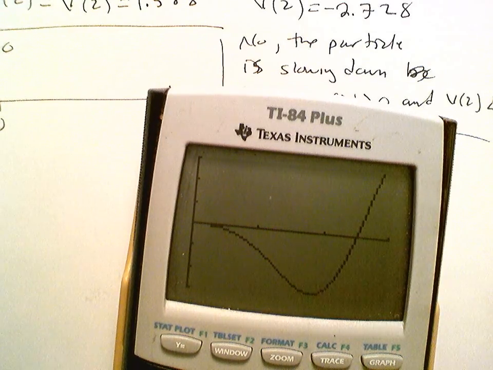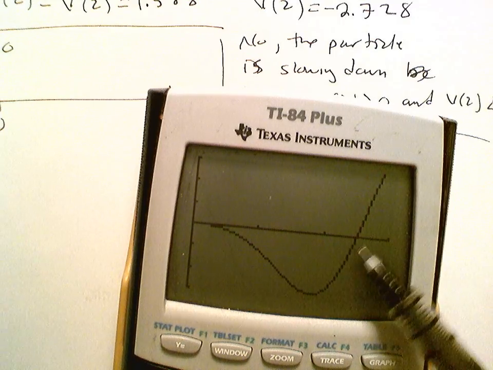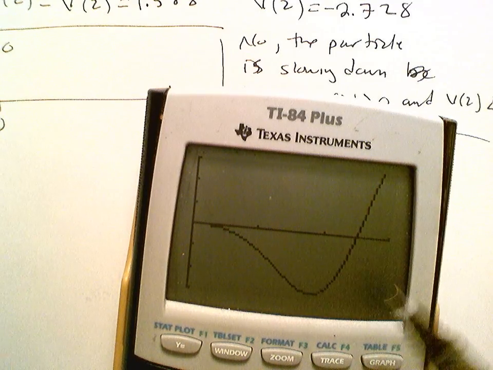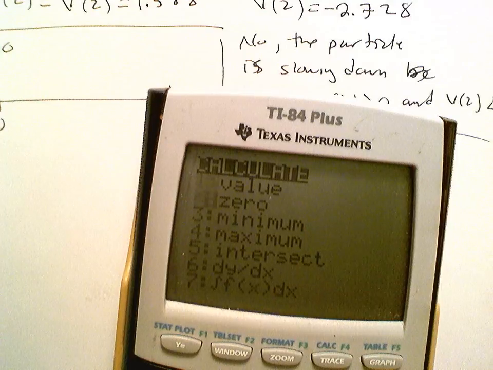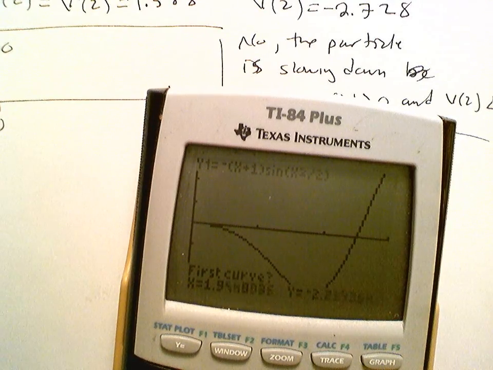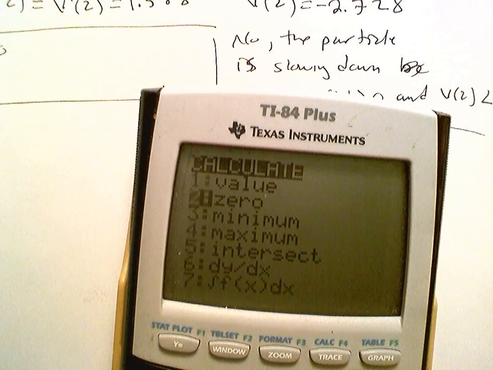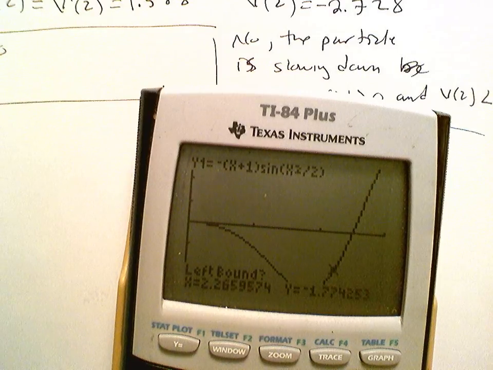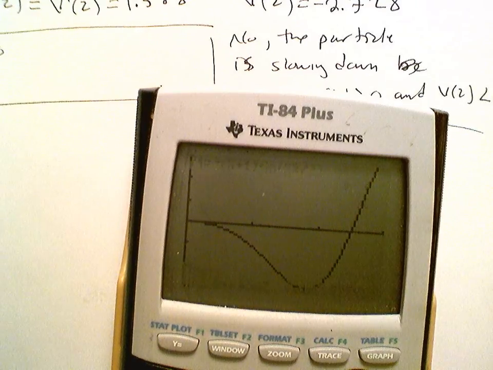So this is the first derivative of position, the graph of the velocity function. I'm figuring out where it's 0, and right there's only one point where it's 0, and it actually will change direction here because velocity goes from negative to positive. So how do I find that 0? I go second calc, 0. Left bound, enter. Right bound, enter.